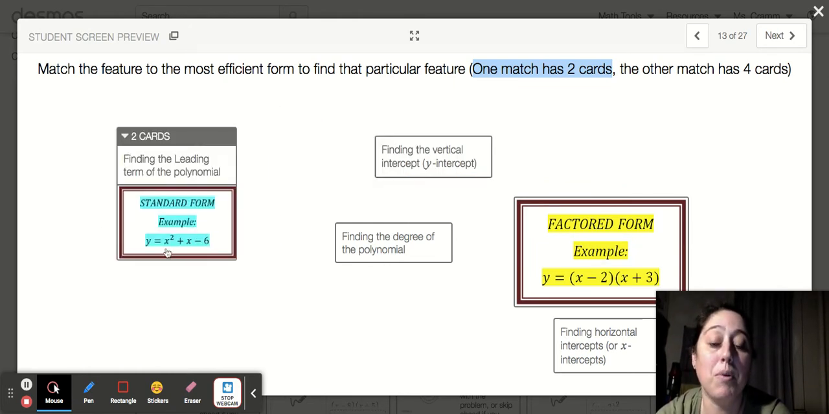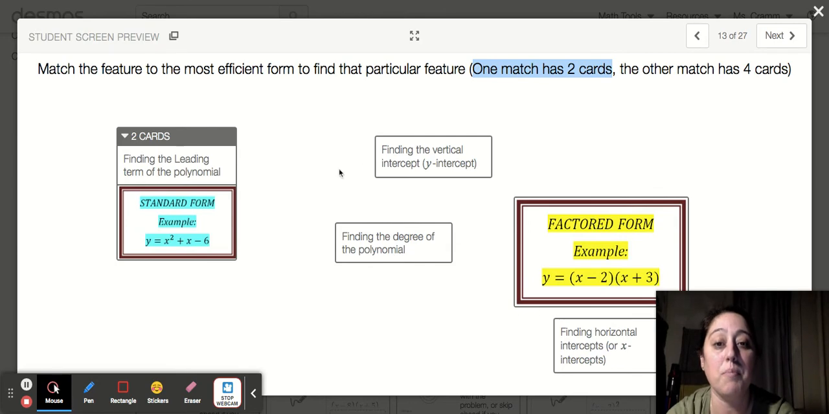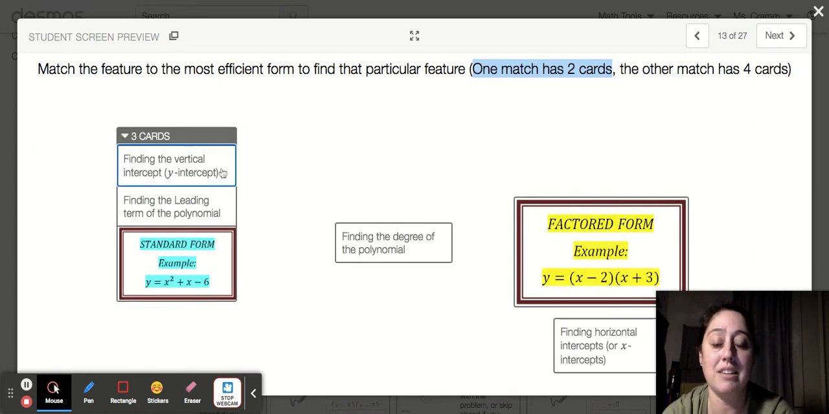Okay, so remember the lead term would be this x squared. It is the entire term with the highest exponent. All right, so I can easily see that in standard form. Finding the vertical intercept, or the y-intercept is what we call that. That is also right here, right? So think back to the last slide that we just did together. Remember, the y-intercept is the number that is all by itself, right? It doesn't have any variables. So here the y-intercept would be at -6.